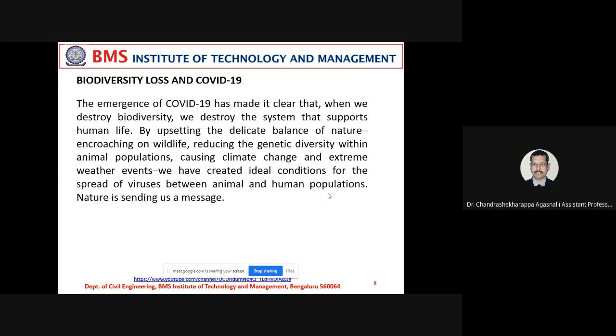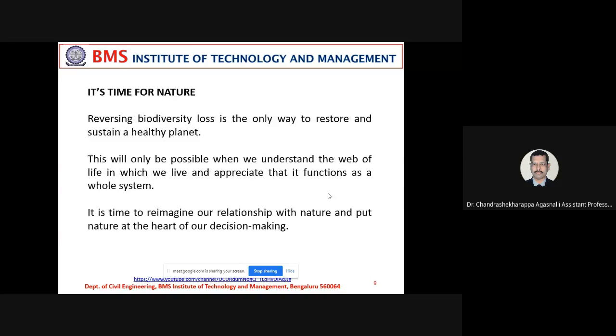That's the thing. So here is biodiversity loss and COVID-19. How does this relate? The emergence of COVID-19 has made it clear that when we destroy biodiversity, we destroy the systems that support human lives. By upsetting the delicate balance of nature, encroaching on wildlife, reducing the genetic diversity within animal populations, and causing climate change and extreme weather events, we have created ideal conditions for the spread of viruses between animals and human populations. This is the message nature has sent to us, I think.